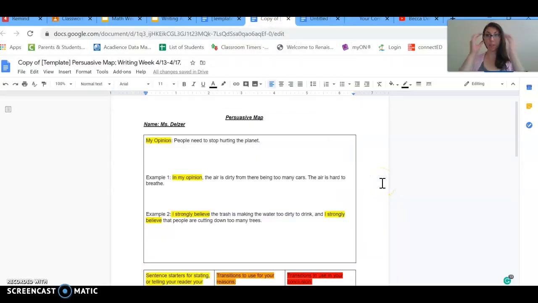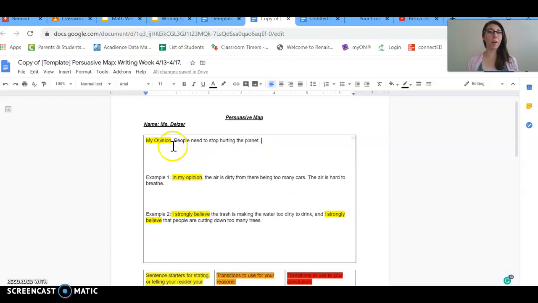Okay, since this is your make-believe planet, you can make believe that tons of different stuff is happening, but for sure, you know that your planet isn't being treated right. Your opinion is that people need to stop hurting your planet, and you're going to write a letter to people telling them that they need to stop hurting your planet and to persuade them or convince them that you're right and they need to change what they're doing to make the planet beautiful again.